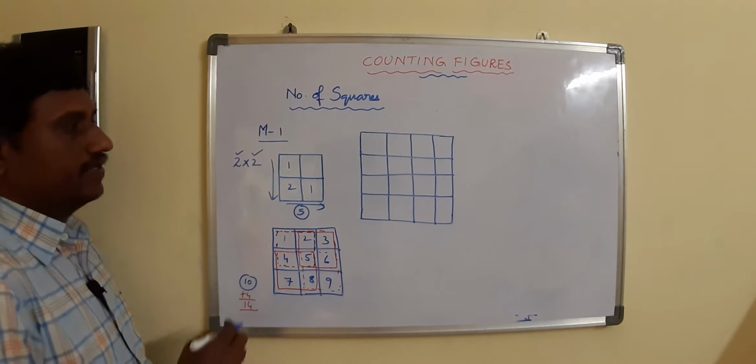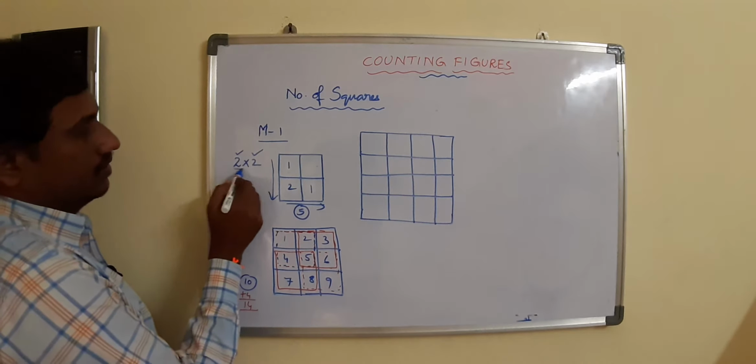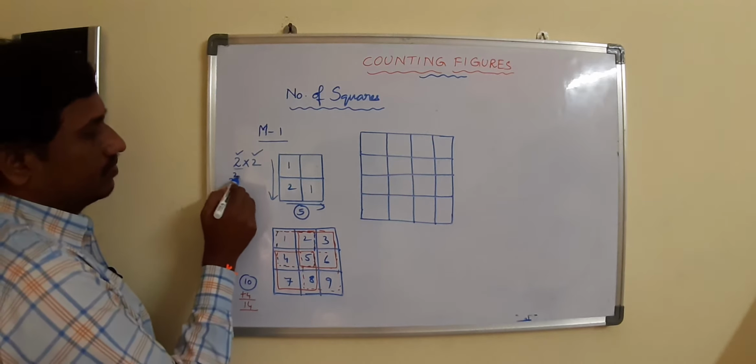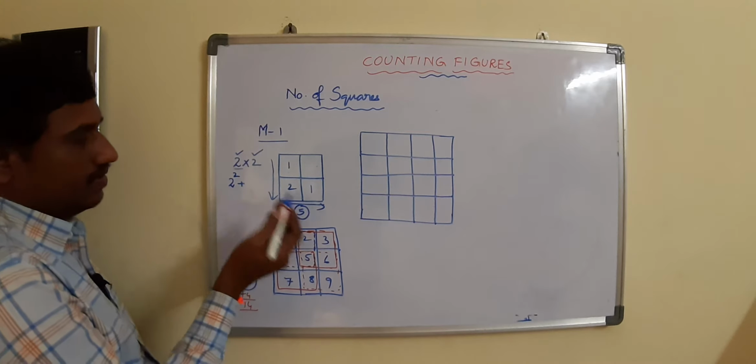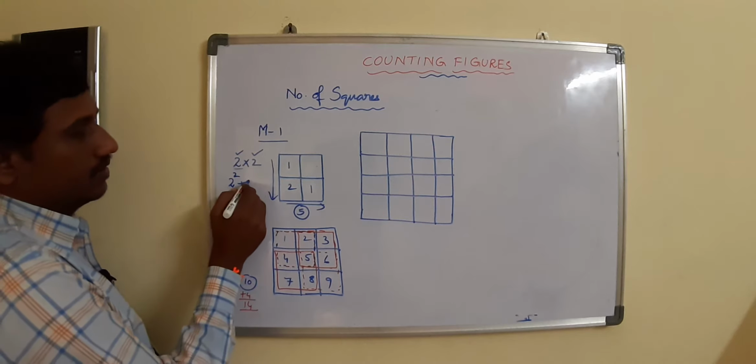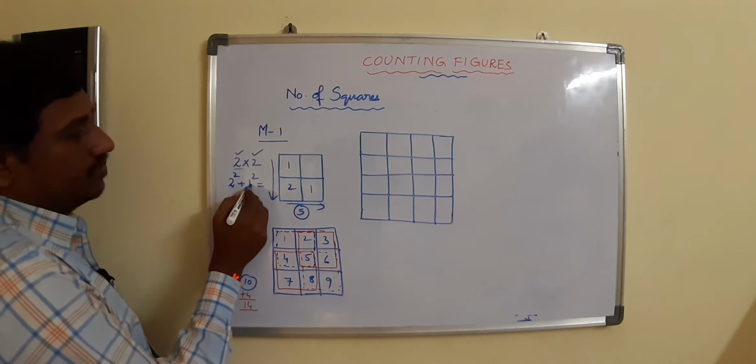Then whenever you are having a 2 by 2 matrix, simply find the square of the 2 plus, reduce 2 by 1, means the previous number. What is the previous number for 2? 1, and square of that. Then 2 square is 4 plus 1 is 5.